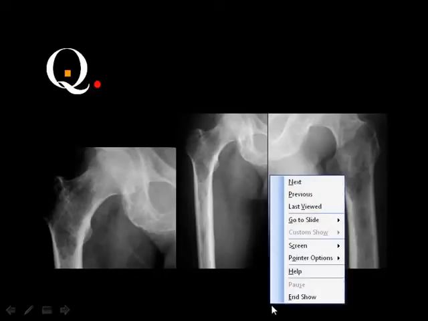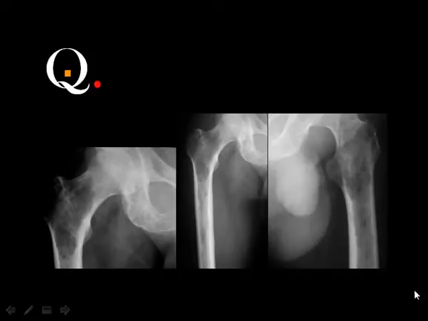Fibrous dysplasia, metastasis. Multiple osteolytic lesions in the femur, in the iliac bones. Yes. Metastasis and multiple myeloma are in the differential diagnosis.